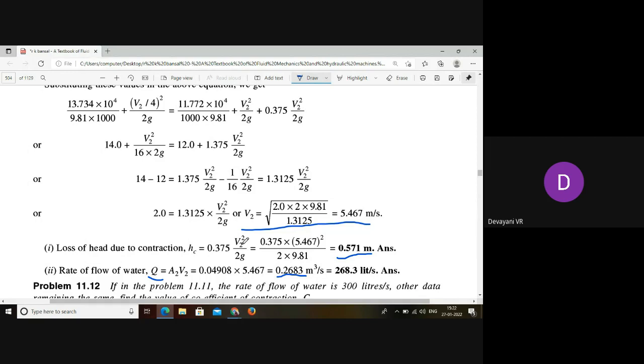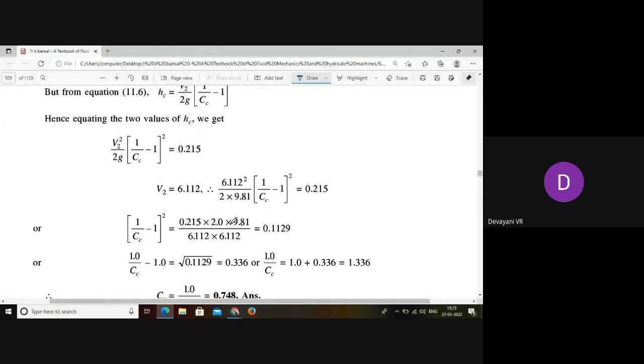So whenever a problem is given on energy losses, they will not give the velocities directly. We should calculate the velocity using the given values. By using the given values, we should go for only two formulas. The first formula is the continuity equation and the second is Bernoulli's equation. Using only these, we can calculate the velocity, and by knowing the velocity, we can calculate the losses. That is the procedure always.